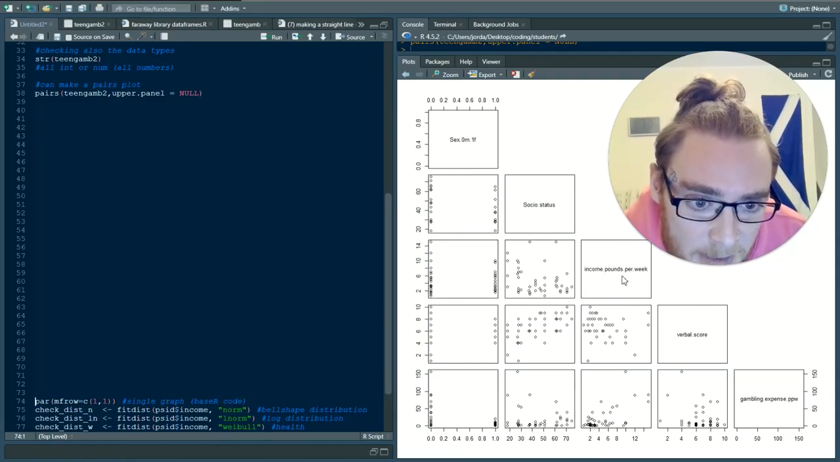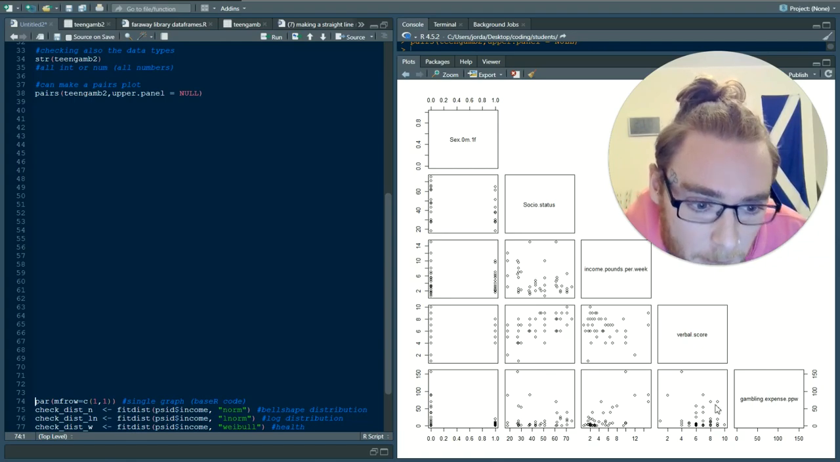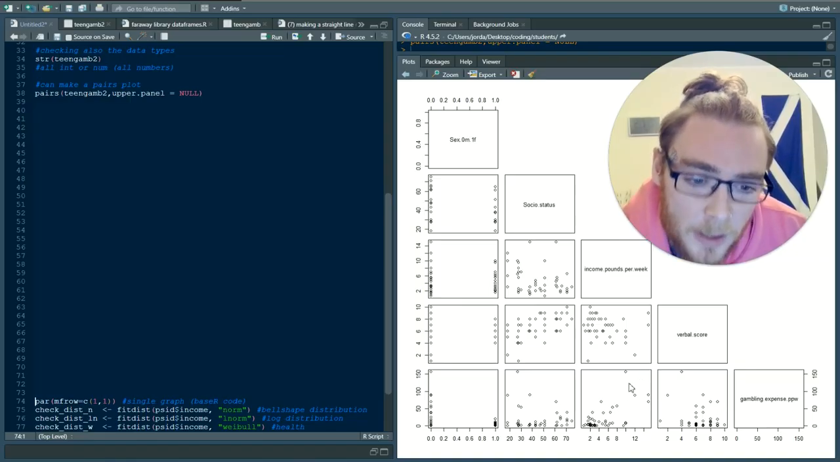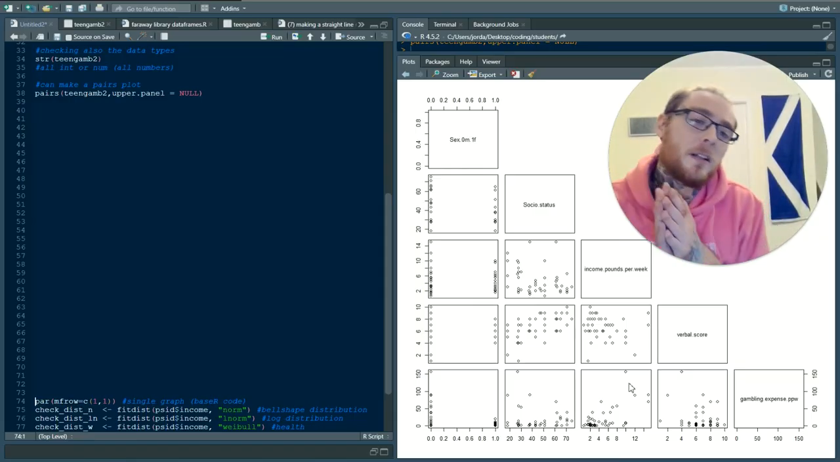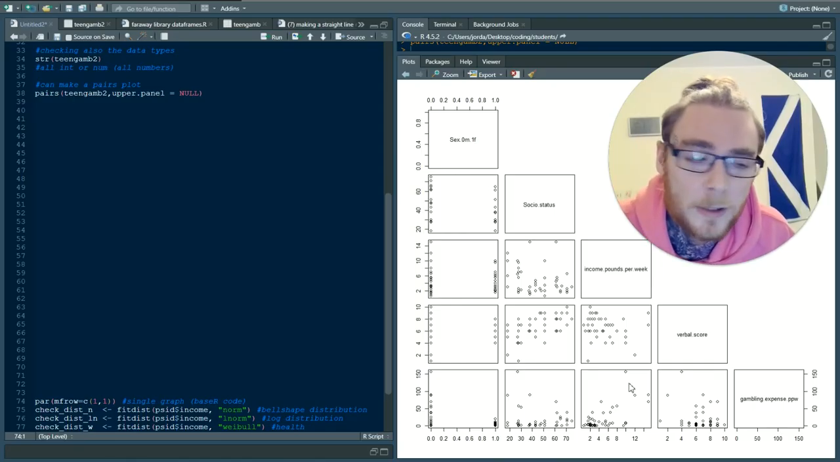Income pounds per week. As income pounds per week goes up, the gambling expense seems to go up, according to the graph. Verbal score, maybe not as clear. In terms of this though, that kind of makes sense because as you're making more money, you can potentially spend more of it on recreational activities, including gambling.